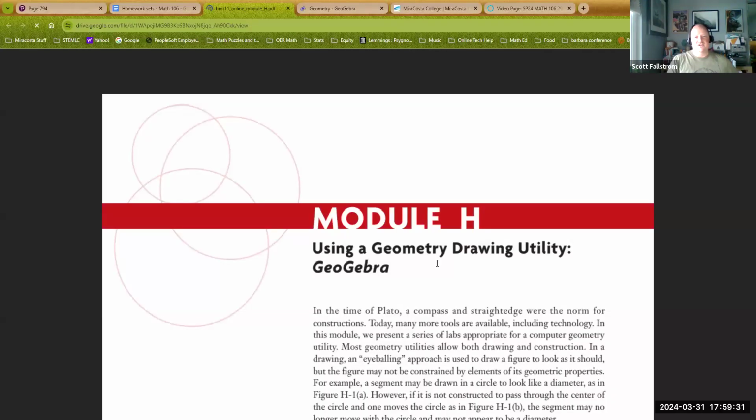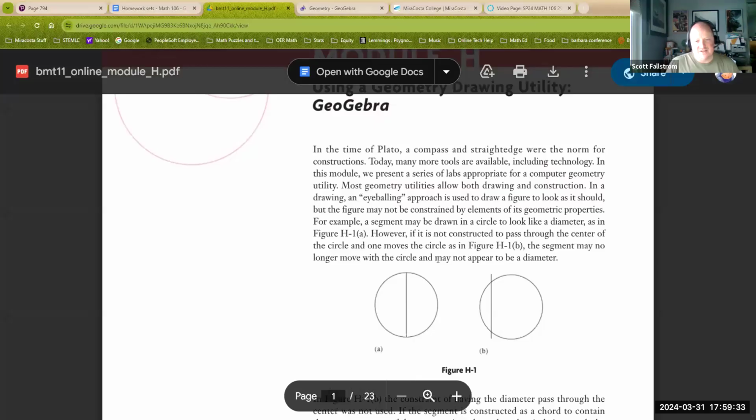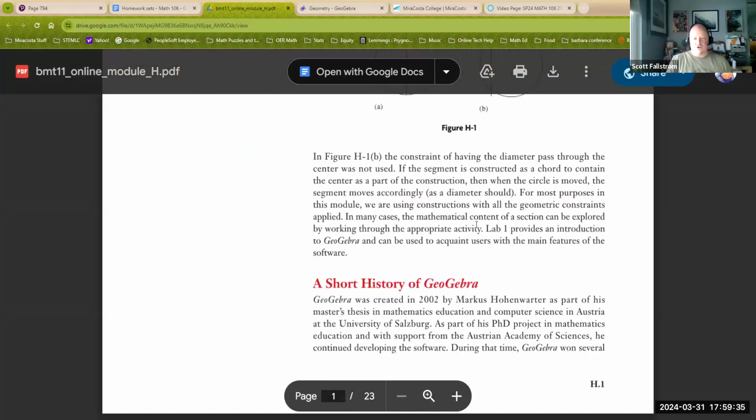Module H, using a geometry drawing utility called GeoGebra. So we're going to go over that in our next videos and in class next week.